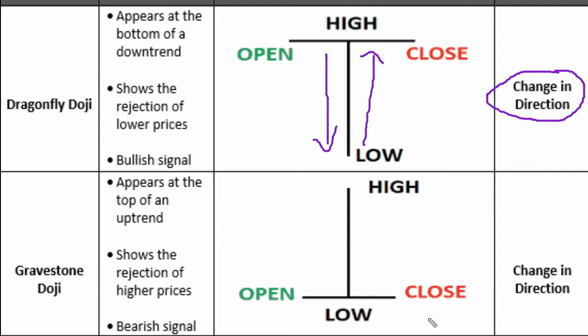Now the same case will be in gravestone doji, but on the reverse side. The open, low and close is almost same and the high is quite further from the open price. It shows when the price is open then buyers are trying to push the price from open to high, but sellers become active and they become dominant. They push the price back to the open from high.